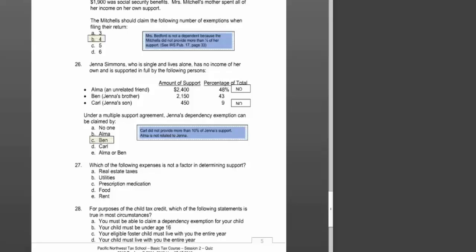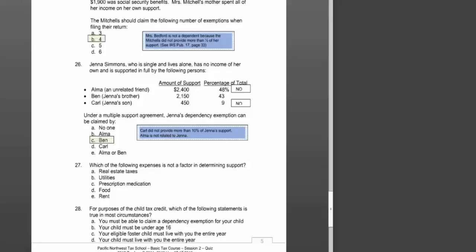So let's look at what you have to have under a multiple support agreement. You have to have at least two people that each provided more than 10% but less than 50% of a person's support. You also have to be related to them or meet the requirements for qualifying relatives. So let's take a look at Alma. She is not related to her, so we need to look at the qualifying relative requirements. And it says if you're not related to the person, then they must live with you as a member of your household for the entire year. Well, in the question, we're told that Jenna Simons lives alone.